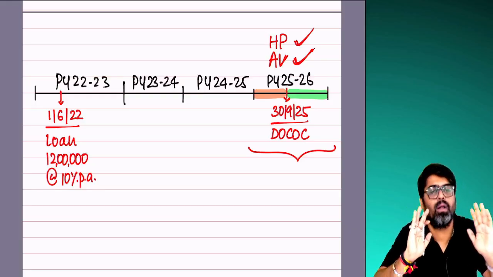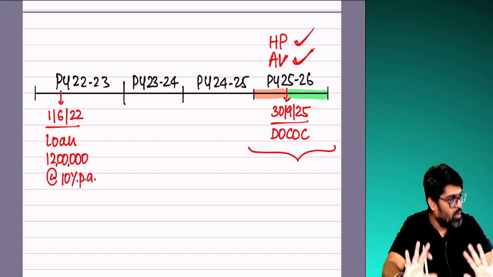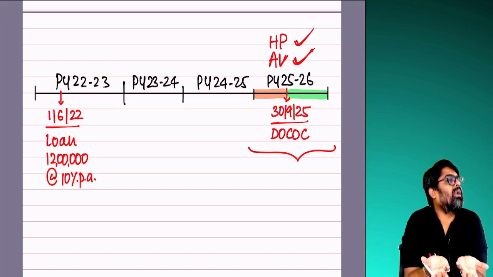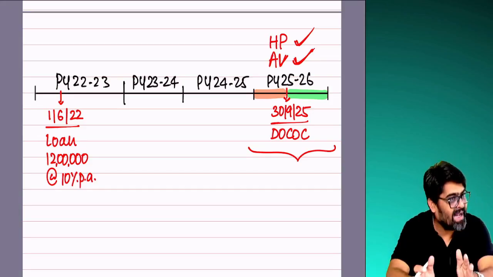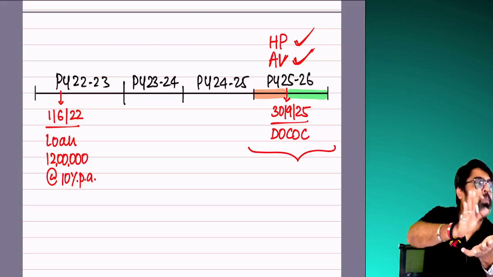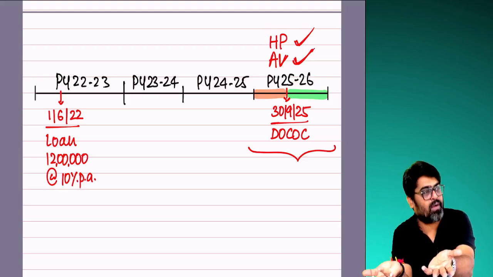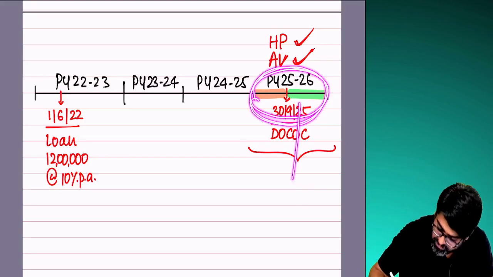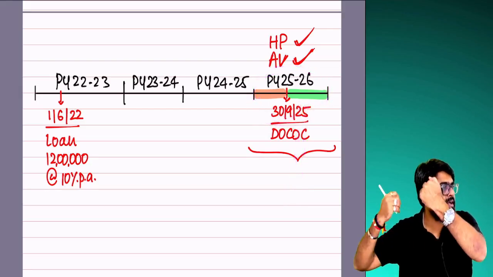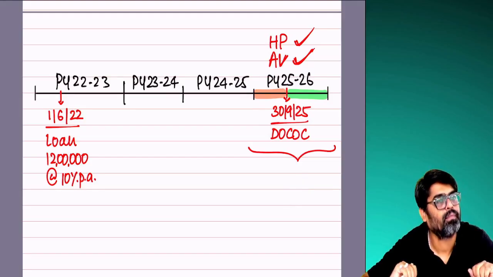Understanding? Whatever interest becomes due in this year will be allowed as a deduction in this year only. So whether that interest becomes due prior to the date of completion of construction or on or after the date of completion of construction will not make any difference, because this entire interest becomes due in this year. So it will be allowed as a deduction in this year. Getting my point?